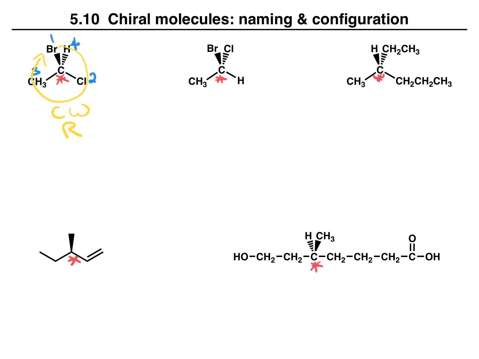So the full name of this compound would be (R)-1-bromo-1-chloroethane, right? Because we're actually naming it as ethane with a bromine substituent on C1 and a chlorine substituent on C1, and then we have to specify the configuration, R. For the next one, we have the same groups, so bromine, chlorine, methyl, and hydrogen. But our hydrogen is neither in front or behind, it is in the plane.